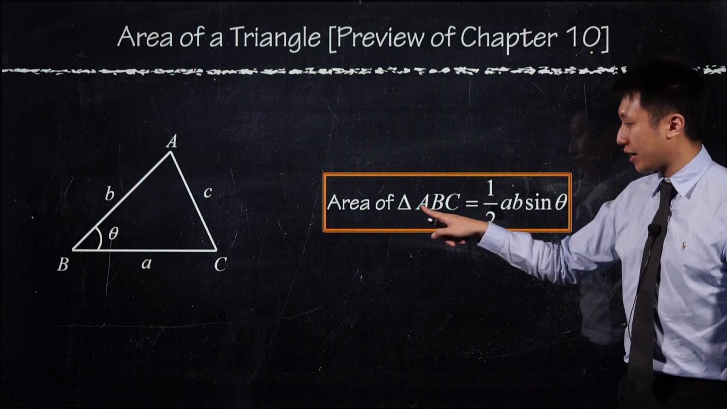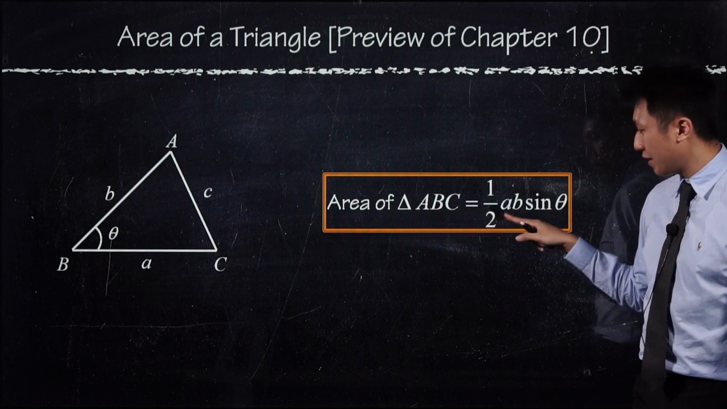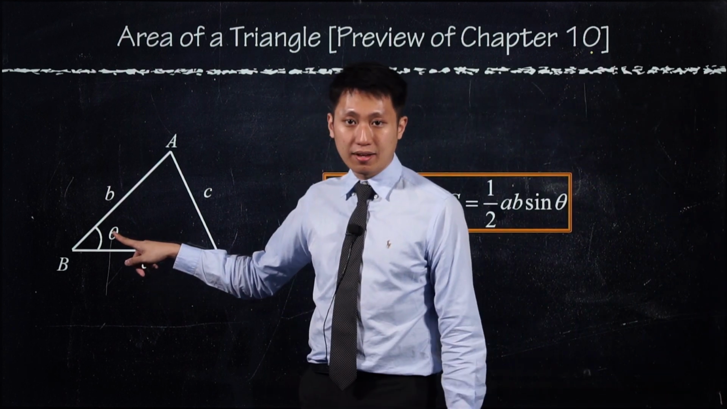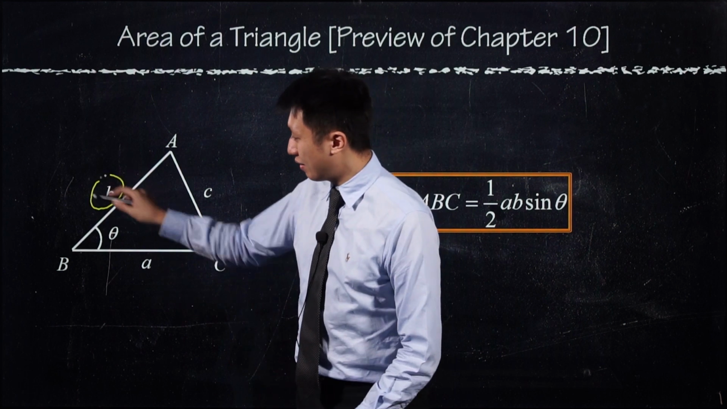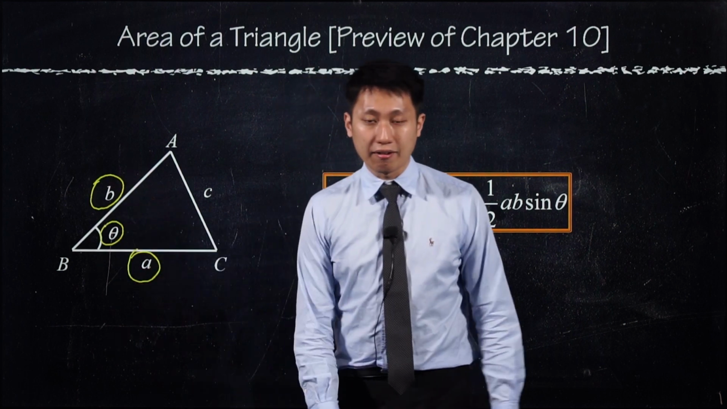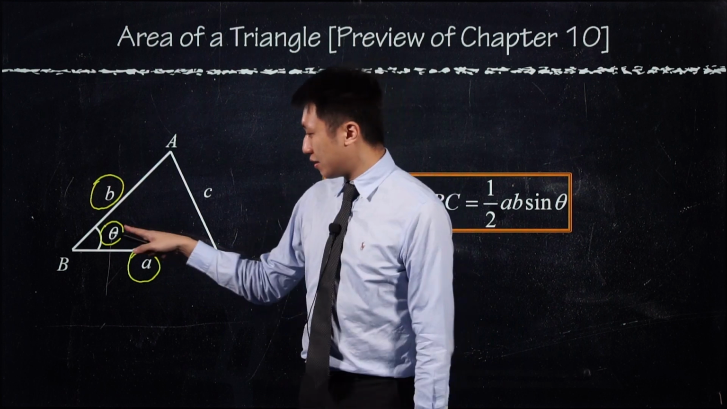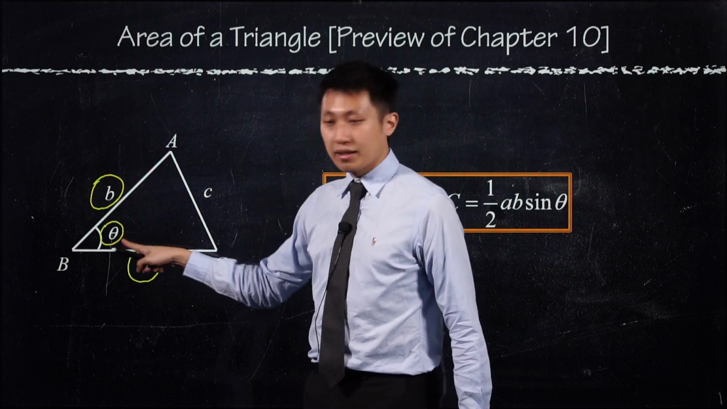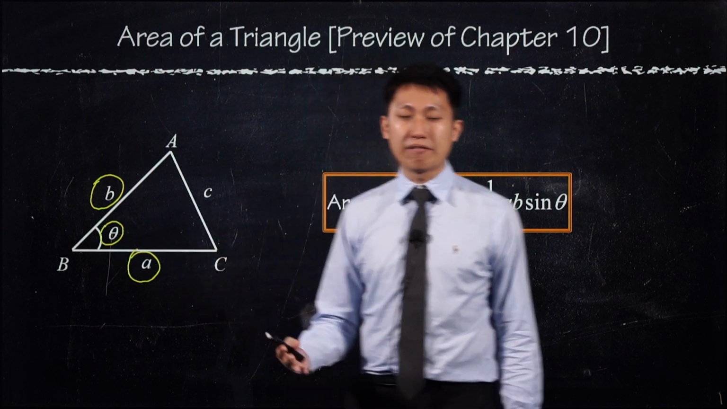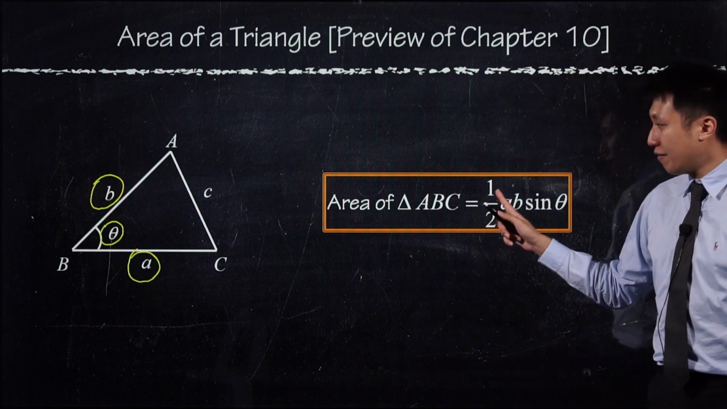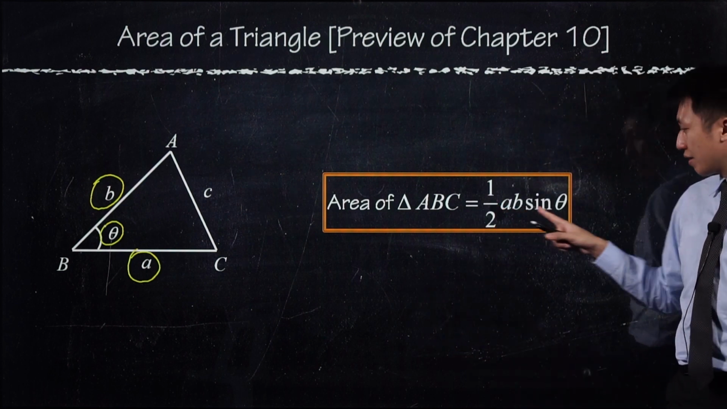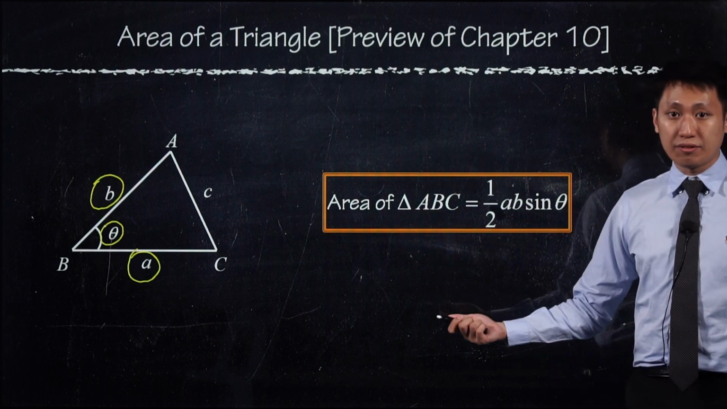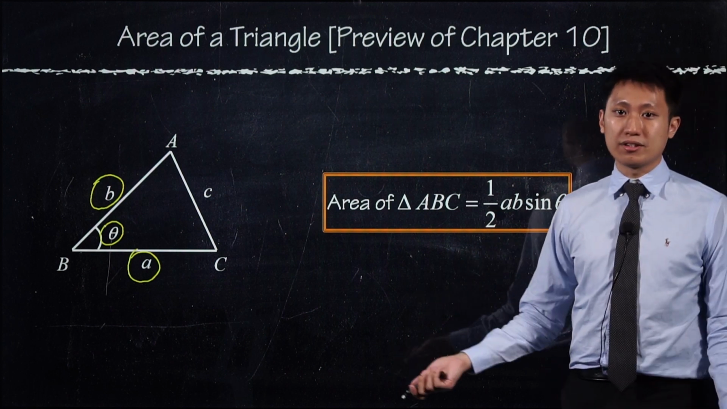The area of the triangle ABC is half A times B sine theta. You have a theta here, and you know this side, and this side, and the angle. This is called the included angle, meaning you know the two sides and the angle in between. Then you can find the area. The area is given by half the two sides multiplied together, then sine of the included angle. That's an easy formula, so remember it now. Later you're going to use it again.